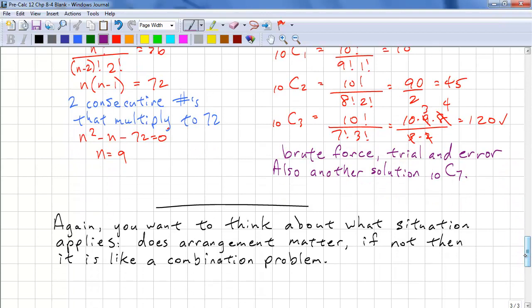So, when do you use combinations? Again, you need to think about the situations that apply. Does the arrangement matter? If it doesn't matter, then it's likely a combination problem. And that completes this lesson.